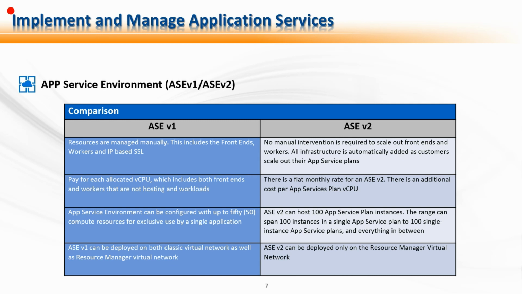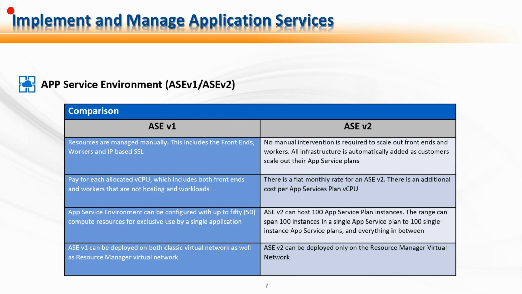Now for ASE v1, we pay for each allocated virtual CPU, which includes both front ends and the workers that are not hosting any workloads. Whereas for ASE v2, there is a flat monthly rate, and there is an additional cost per app service plan virtual CPU. So we have a flat rate, and then for each hour consumed for the virtual CPU, we pay for that app service plan individually.